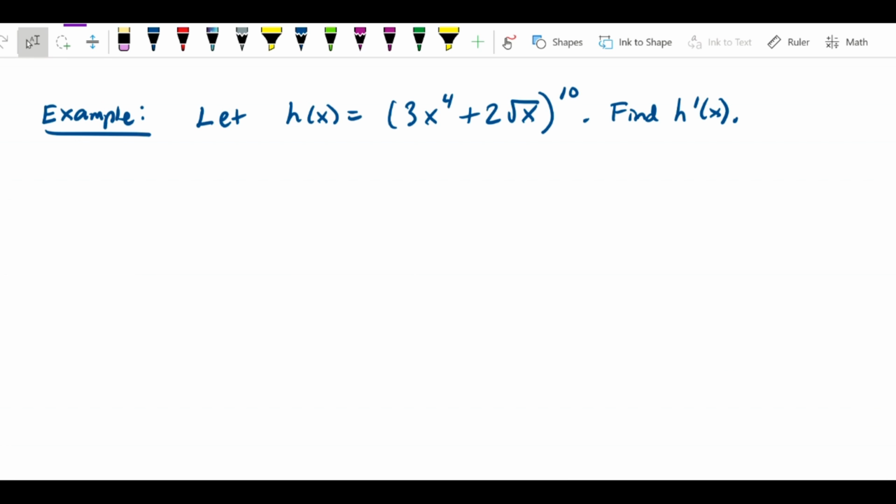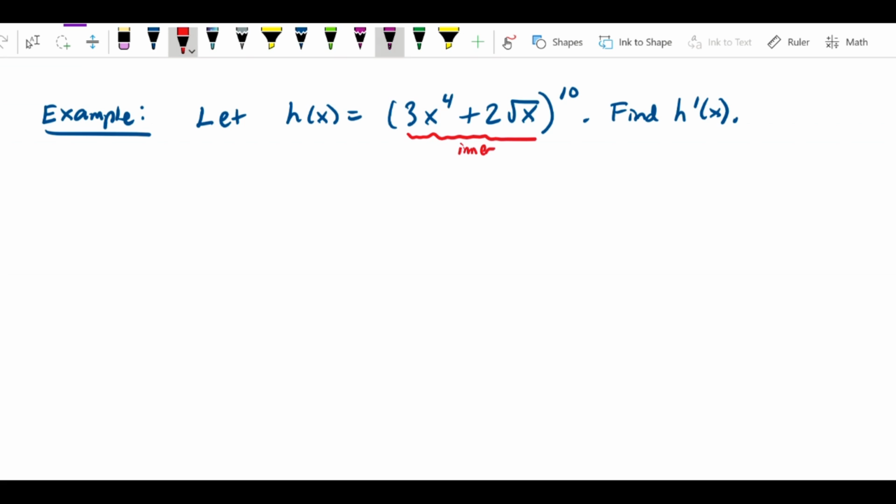We'll do another example just in the category of recognizing when you really have a composite function. So I've defined h of x to be (3x to the fourth plus 2 root x) to the 10th power. The thing to recognize here is that the inner function is the thing inside the parentheses. So this is inner. And the outer function is raising whatever that is to the 10th.